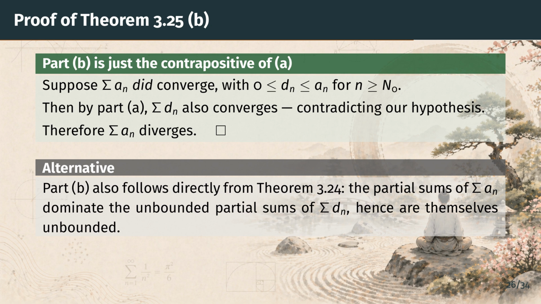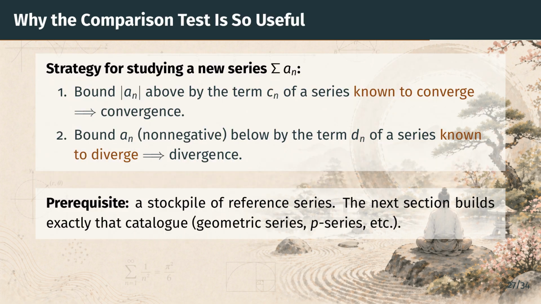The gray box records an alternative, also pointed out in Rudin's text. Since the partial sums of D sub n are non-decreasing and unbounded, and the partial sums of A sub n dominate them term by term, those two are unbounded. By Theorem 3.24, the series of A sub n diverges. Either derivation works. The comparison test gives us a clear 2-step strategy for any new series.